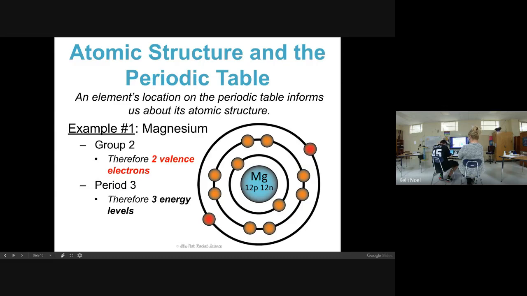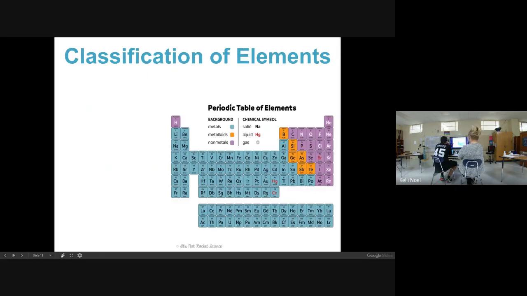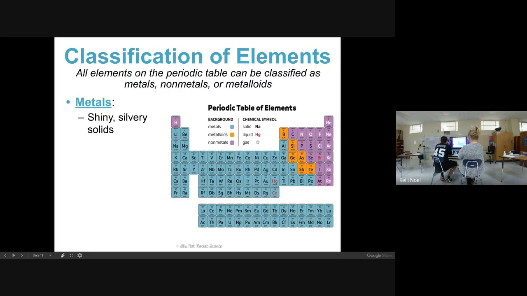To find the neutrons, if you look on the periodic table, the atomic mass, which is underneath the symbol, is rounded to 24. Subtract the atomic number, which is the protons, and you get 12 for the neutrons. Tomorrow, we're going to practice drawing these. I've got it in a slideshow where you'll drag and drop.